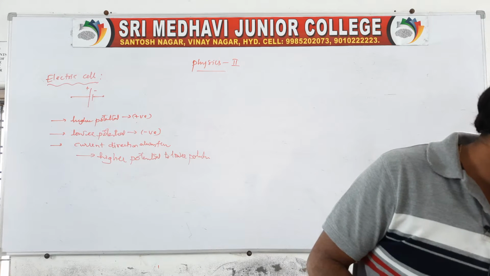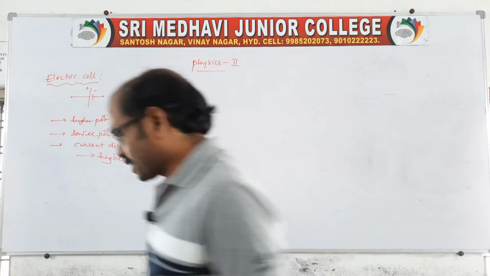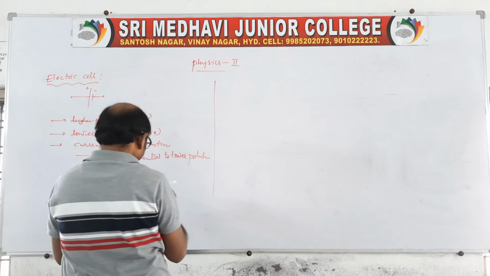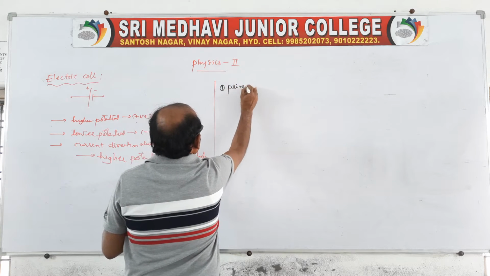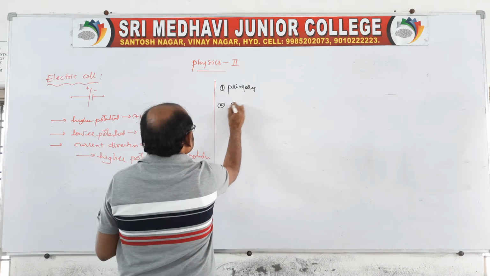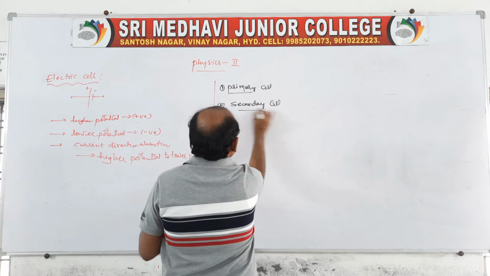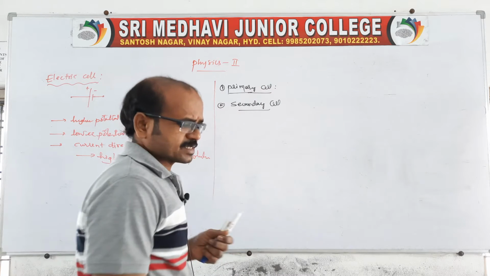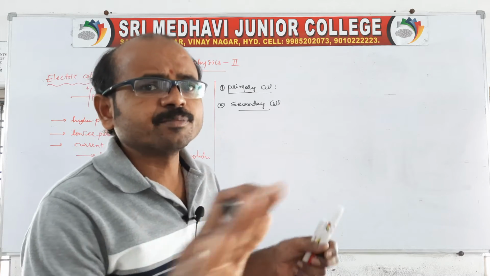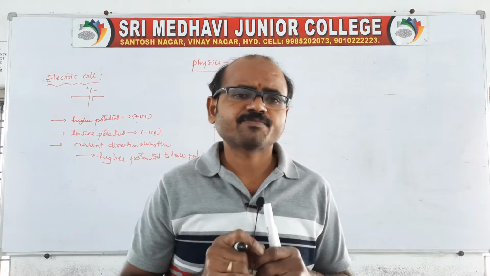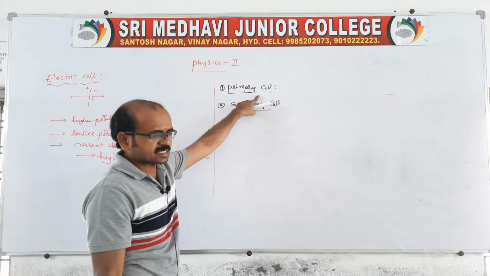Here there are two types of electrical cells: primary cells and secondary cells. Sir, what are these? Primary cells are cells which, once used, cannot be recharged. Once used, the cells cannot be recharged; we call these primary cells.